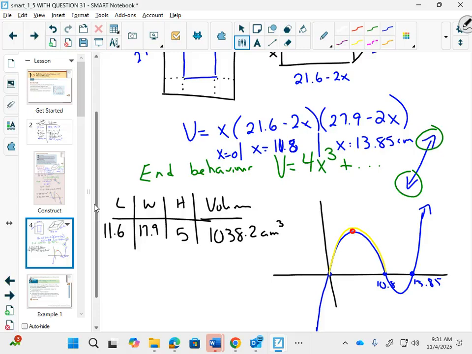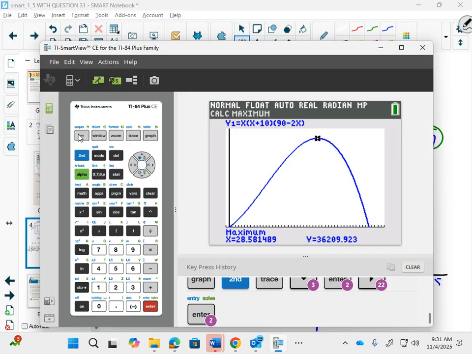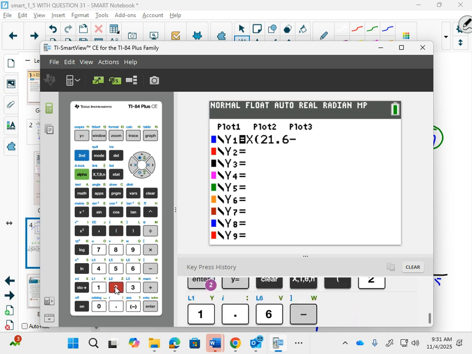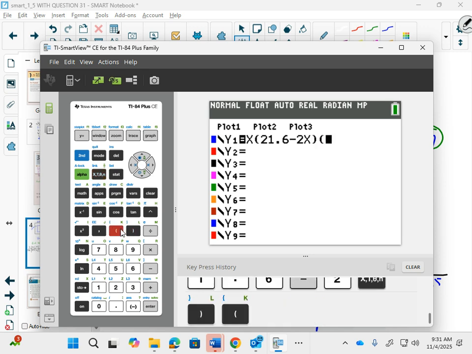It's important to do one because now I know a little bit of how I want to make my window look. I'm going to go back to my graphing calculator. Go back to y equals, clear this one out. X times 21.6 minus 2x. And the other side was 27.9 minus 2x.